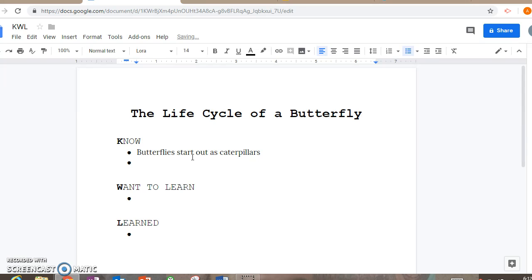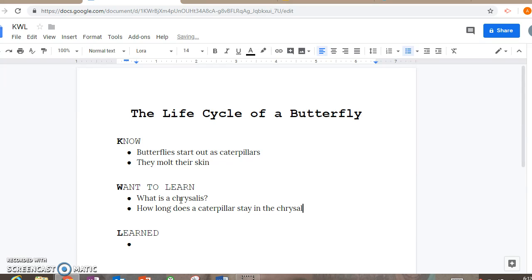Another thing that we learned is that they shed or molt their skin. And some things that we want to learn is, what is a chrysalis? We heard that word in one of the books that we read last week, but it didn't really go into detail, so I want to know more about what that is. And then also, how long does it take a caterpillar to turn into a butterfly?